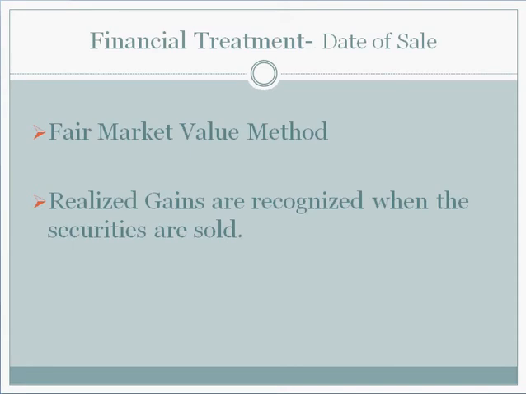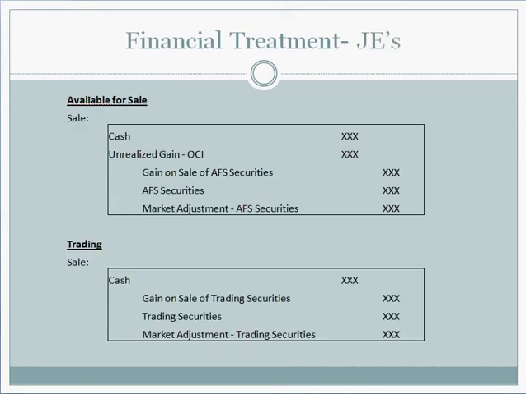The financial treatment at the date of sale using the fair market value method would be to recognize any realized gains on the date that they are sold. The journal entries for these would be as follows. To record the sale of an available for sale security, you simply debit cash and unrealized gain and credit gain on sale of AFS securities, and the market adjustment account.